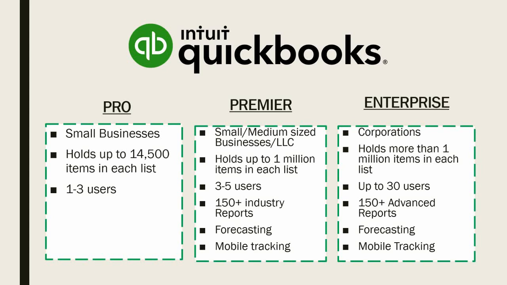Now, the second one that we're going to be taking a look at is called Premier. Premier is for small to medium-sized types of businesses, and this one can hold up to 1 million items per list.